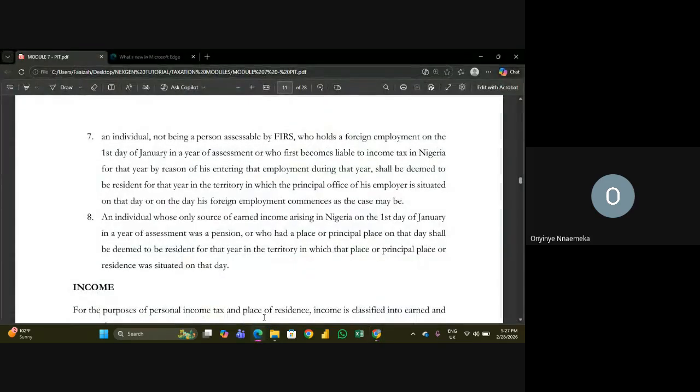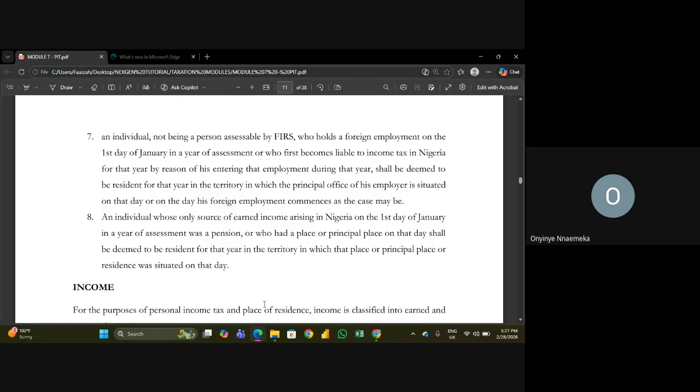Okay, so now an individual not being a person accessible by FIRS, that is, that person is not a military person, is not a foreign ambassador, and is not a police, who holds a foreign employment on the 1st of January in a year of assessment, or first becomes liable to income tax in Nigeria for that year by reason of entering employment during that year, shall be deemed to be resident for that year in the territory in which the principal office of his employer is situated on that day, or on the day his foreign employment commences, as the case may be.